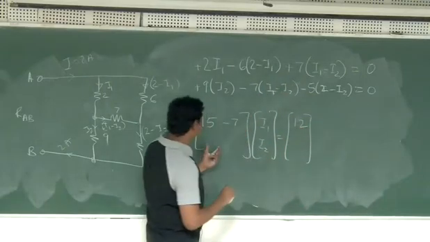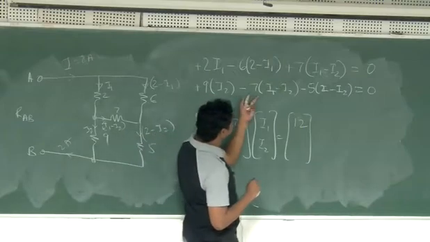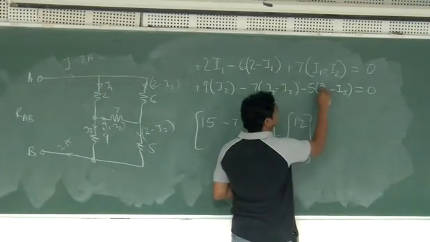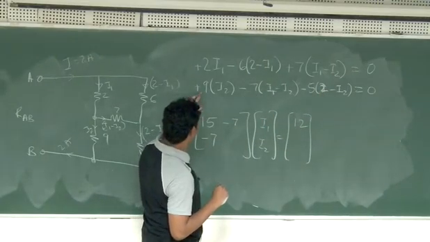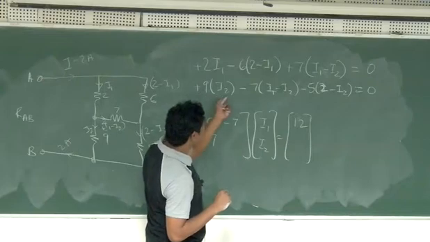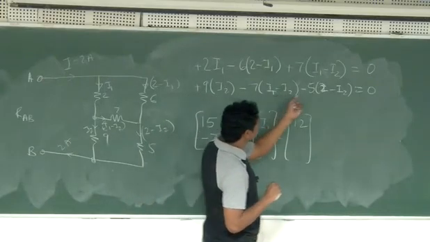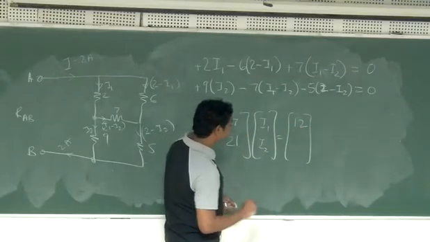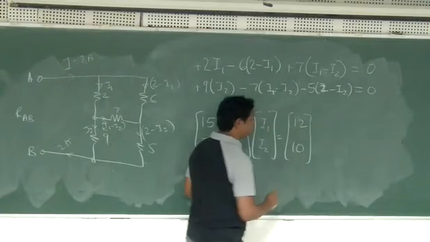Okay. And what about this? I1's, minus 7, plus 5. Oh, sorry. This is 2 minus I2. So minus 7. And then what about I2's? 9 plus 7, 16, 16 plus 5, 21. Okay. And then what is this one? 10. Okay.